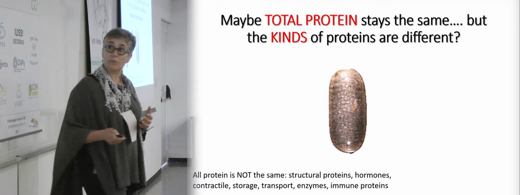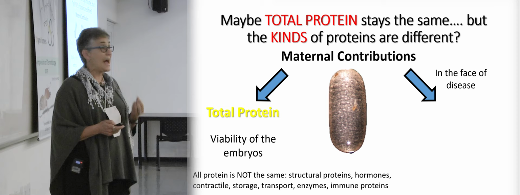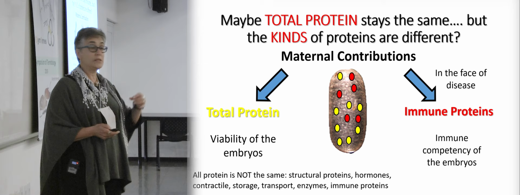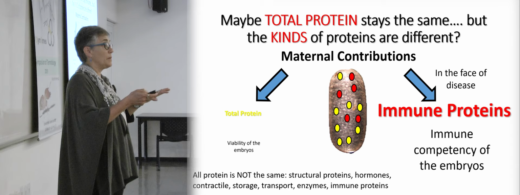So maybe what mothers are doing is they have two choices. They have total protein for the viability of the progeny, but in the face of disease, maybe mothers are adding immune proteins in those eggs, okay? And maybe what they're doing is they're reducing total protein, but they're increasing immune protein. And that's why we see no differences in the total protein, because protein is protein, and we were just measuring total. But if you look at the quality of what types of protein, maybe we would find something like that.